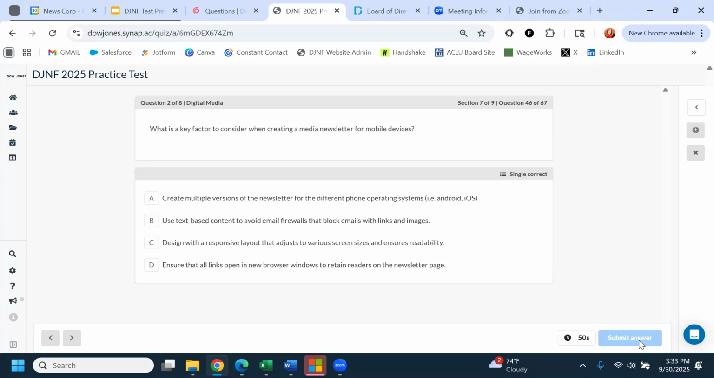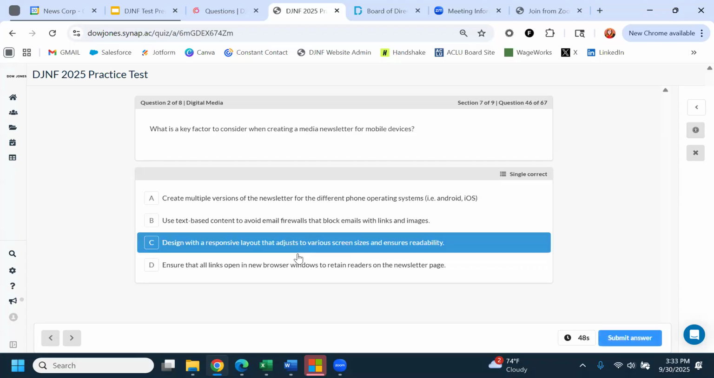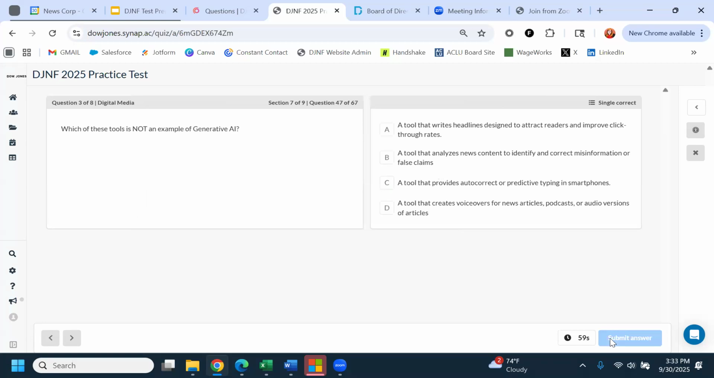Key factor when creating a newsletter. Design with a responsive layout that adjusts to various screen sizes and ensures readability. Which of these tools is not an example of generative AI? I'm gonna say number 3. C. Yes, that is correct. Good job.